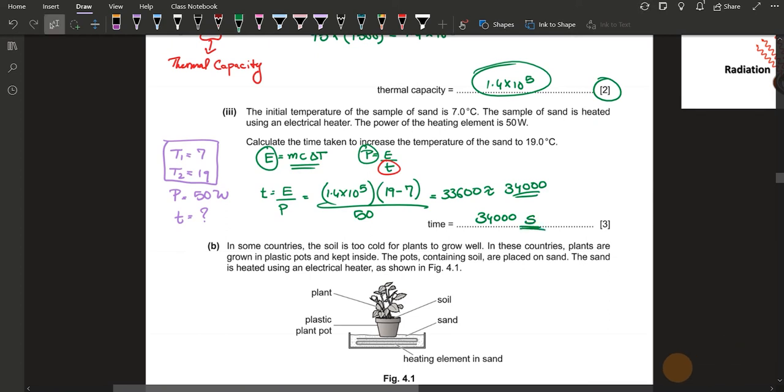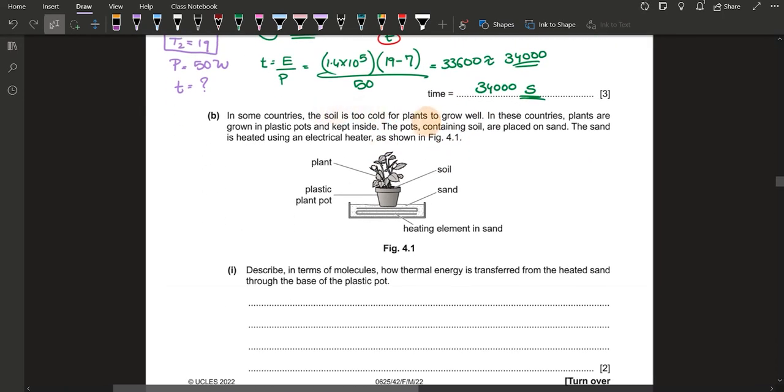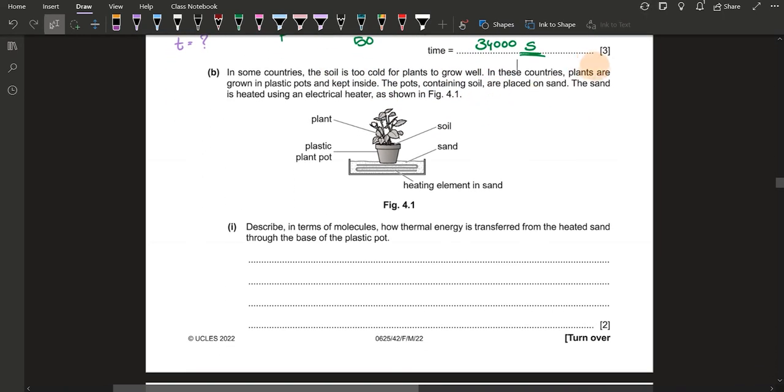Part B says, in some countries, the soil is too cold for plants to grow well. In these countries, plants are growing in plastic pots and kept inside. The pots containing soil are placed on sand. The sand is heated using an electrical heater. Part I says describe in terms of molecules how the thermal energy is transferred from the heated sand through the base of the plastic pot. So this we can illustrate. This is our sand, and we can see that this is our pot, plastic pot here.